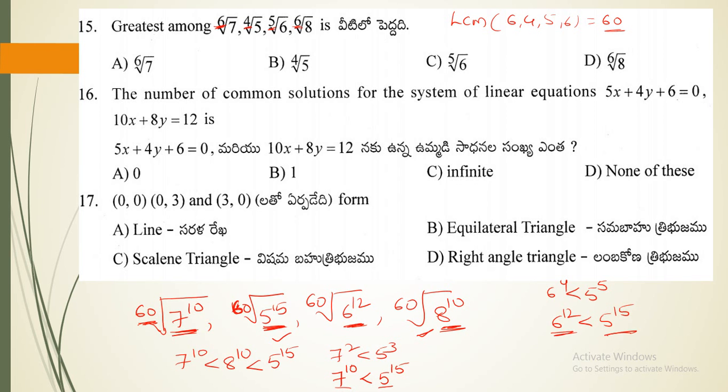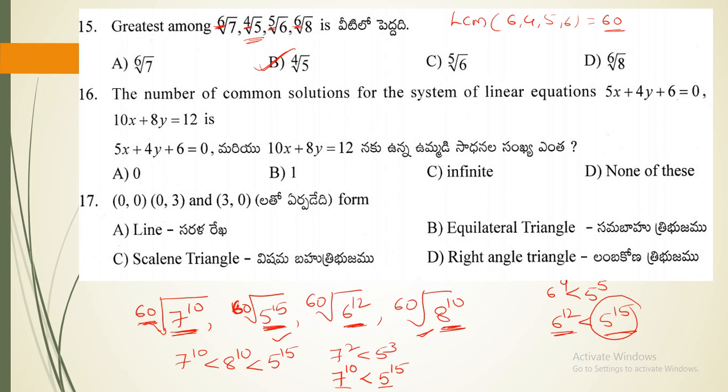So from among all these, what we can say, this 5 power 15 is greater. So 5 power 15 means, which value? The second one, that means 4th root 5. So clearly 4th root 5 is the greatest value. So option B is my answer, right?